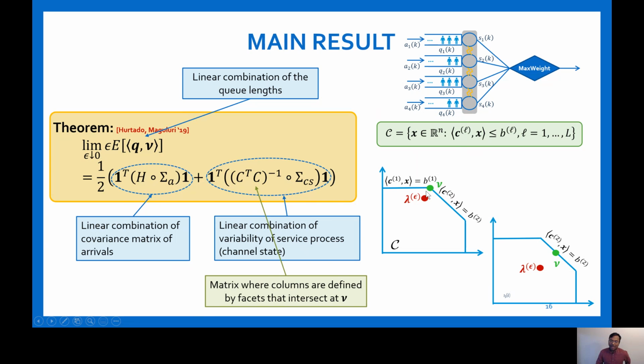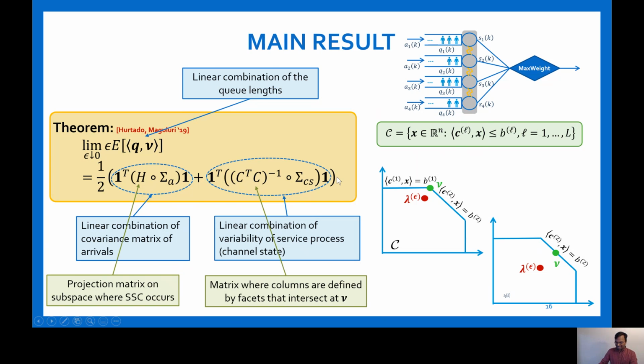What is C? When I'm approaching a point on the boundary of the capacity region, I look at the hyperplanes that determine that facet or multiple facets, and the C vectors are the normal vectors of those hyperplanes. The capital C matrix is a matrix whose column vectors come from these normal vectors. And what is the H matrix? The H matrix is simply the projection matrix onto the state space collapse region. So this completely characterizes the heavy traffic behavior of a generalized switch.